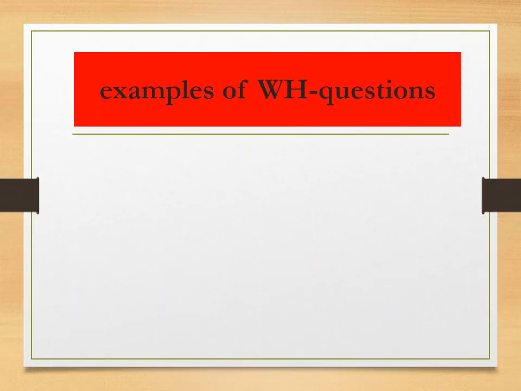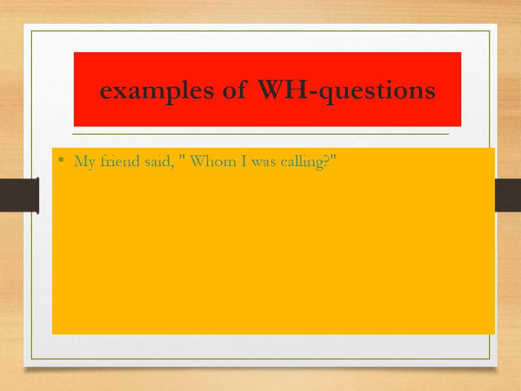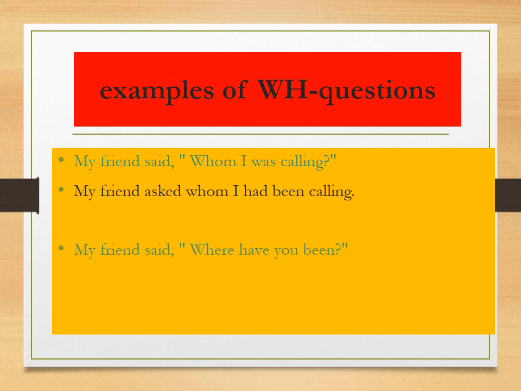For example, my friend said, "Whom am I calling?" My friend asked whom I had been calling. Was calling becomes had been calling because the sentence already is in past continuous tense. So it will become past perfect continuous tense. Please write it down, children. Past continuous tense becomes past perfect continuous tense. My friend said, "Where have you been?" My friend asked where I had been.